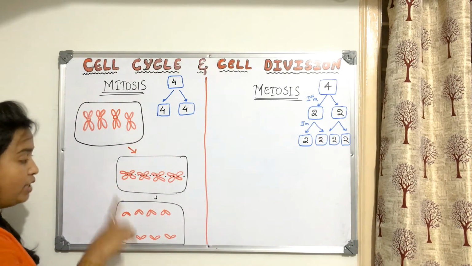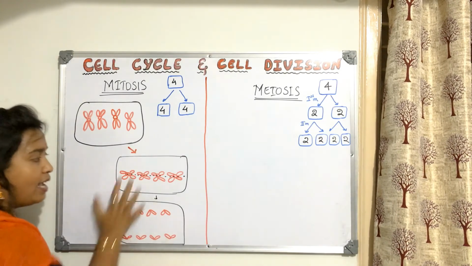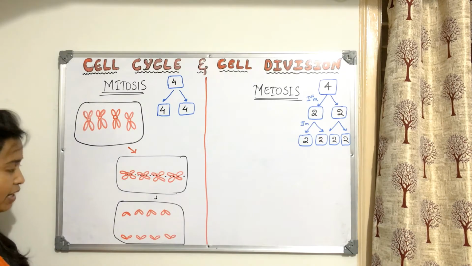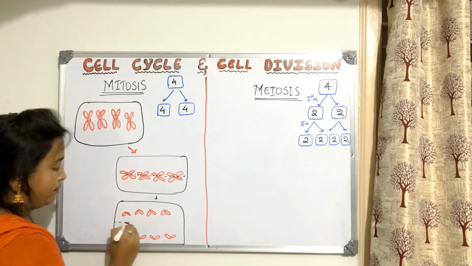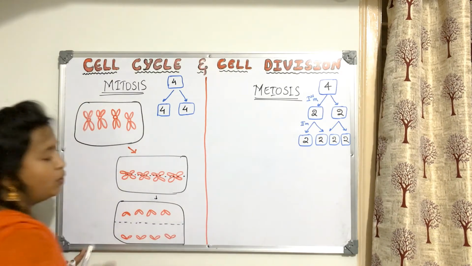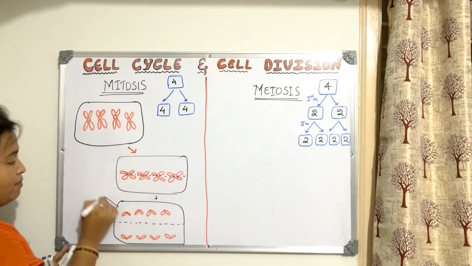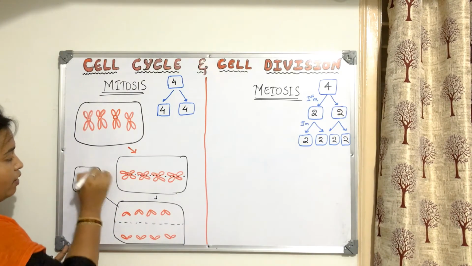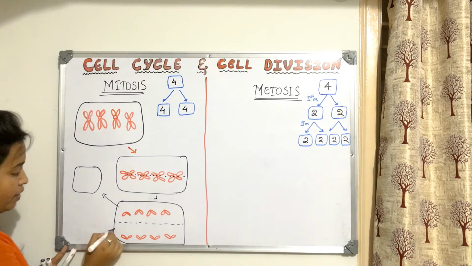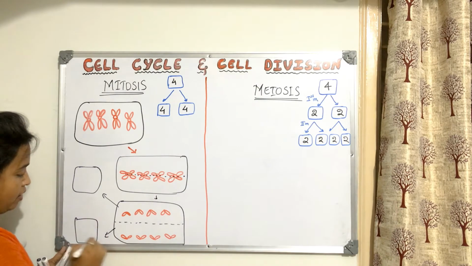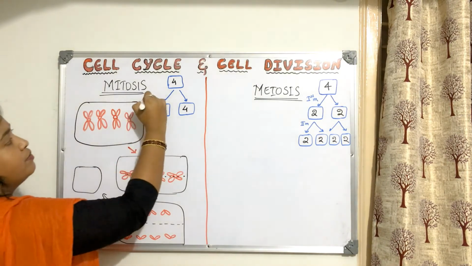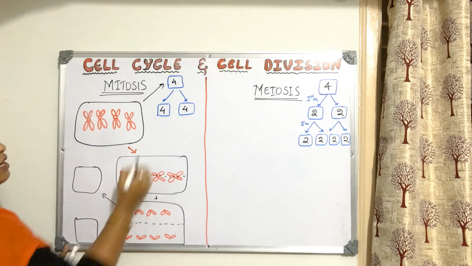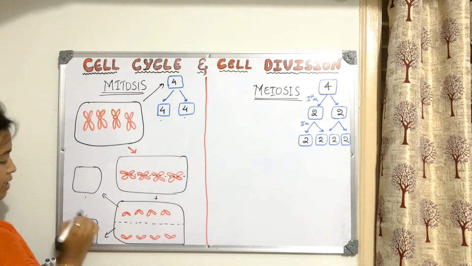Okay. So then what will happen? After this, the cell will divide into 2 parts. This part will become one cell, and this part will become another cell. So this is this cell. Are you able to relate it? These 2 cells are these 2 cells.